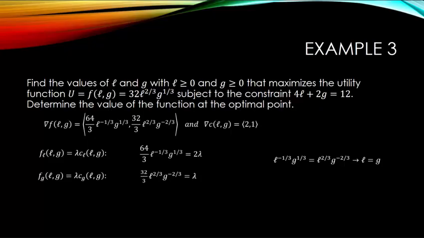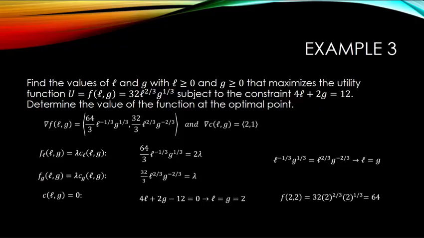This tells me that L to the negative 1/3 G to the 1/3 is equal to L to the 2/3 G to the negative 2/3. This implies that L and G are equal. My constraint function C of L, G is equal to 0 gives me 4L plus 2G minus 12 is 0, where L is equal to G is equal to 2.